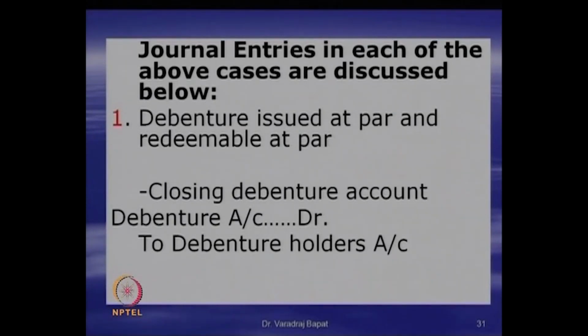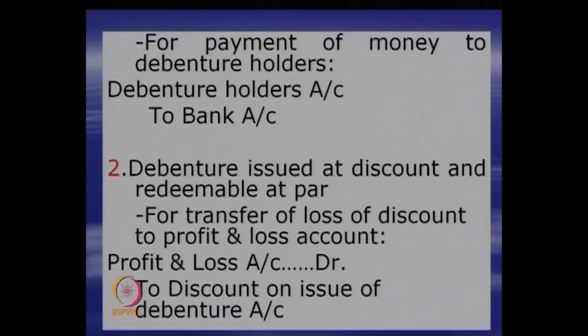The first entry was passed for debenture account debit to debenture holders account. So, the debenture is cancelled and money is credited to the holders. The second entry is for debenture holders to bank. So, the money is actually paid back to the debenture holders. Okay. Now, let us go to the second case.